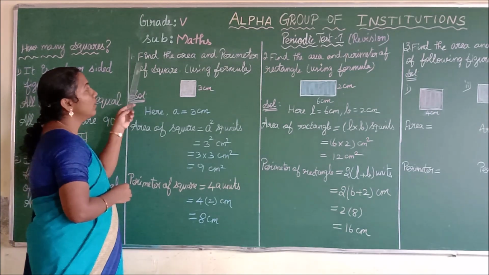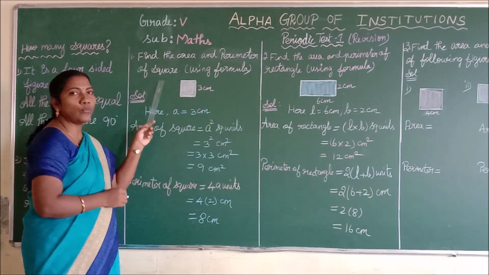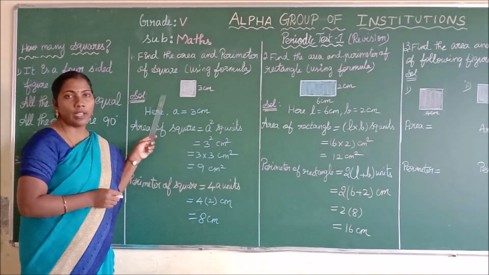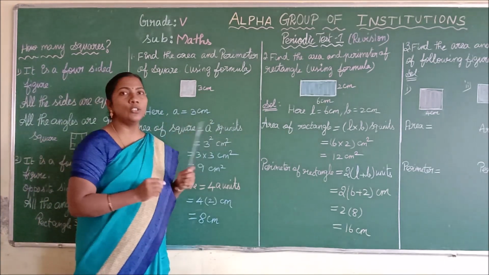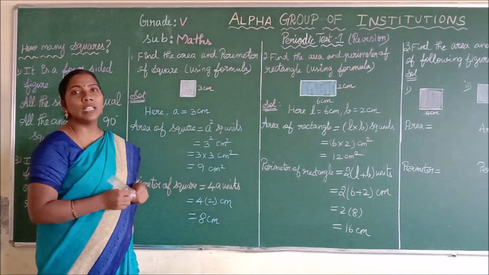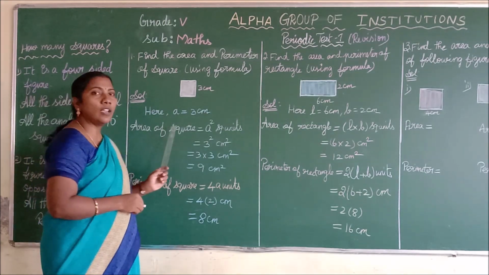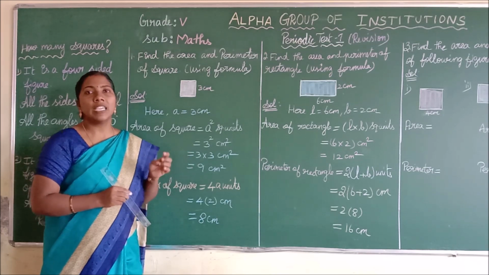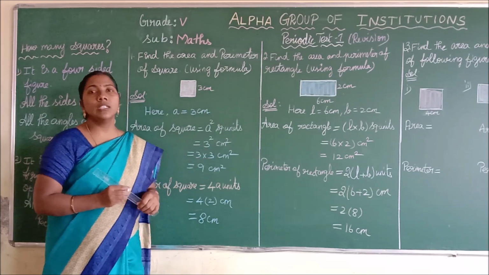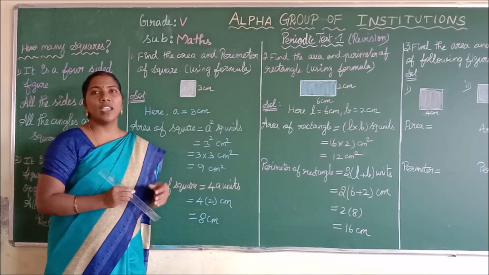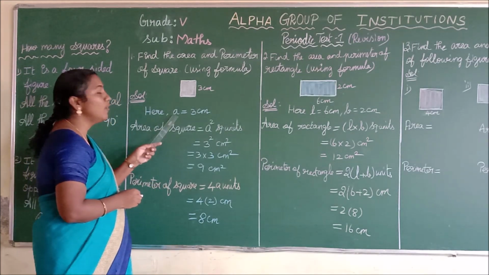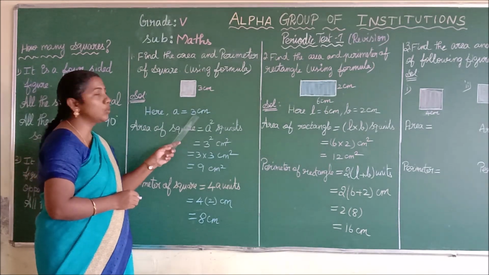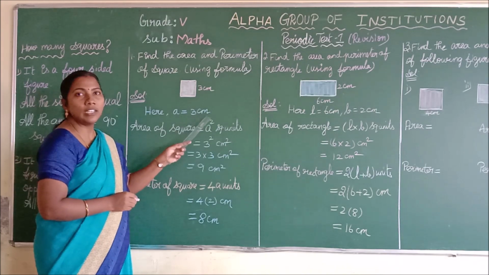Okay. See the first one. Find the area and the perimeter of a square. We are going to calculate the area and the perimeter of the square. In the question itself they have mentioned using the formula, so you have to use the formula. What is the formula for the area of a square? You have to remember the formula. Okay, area of square equals a square units. What is the perimeter of a square? 4a units. Okay. Here, by seeing the figure, what is the value of a? 3 cm. So you have to write a equals 3 cm.